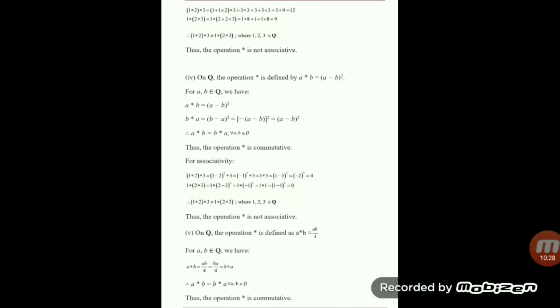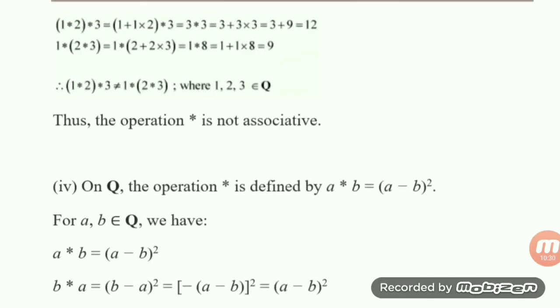Now we have to go for associativity. For associativity, we have taken three elements, 1 star 2 star 3. So it becomes (1 plus 1 into 2) star 3. The calculated value is 3, so 3 star 3: a plus a into b is 3 plus 3 into 3. 3 into 3 is 9, 9 plus 3 is 12. Then 1 star, in brackets, between 2 and 3: first number plus the product of the first and the second. 6 plus 2 is 8. 1 star 8: first number plus the product of the first and the second. 8 plus 1 is 9.